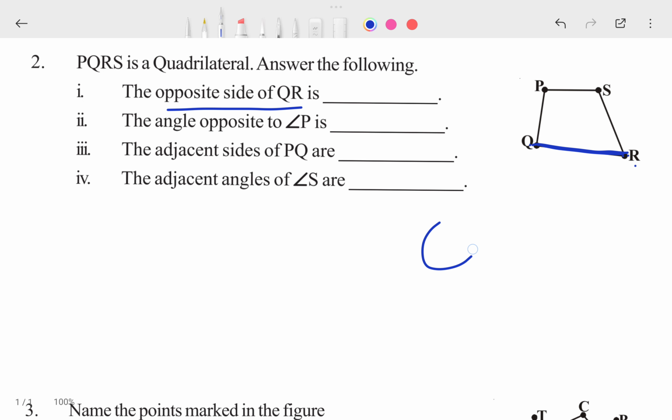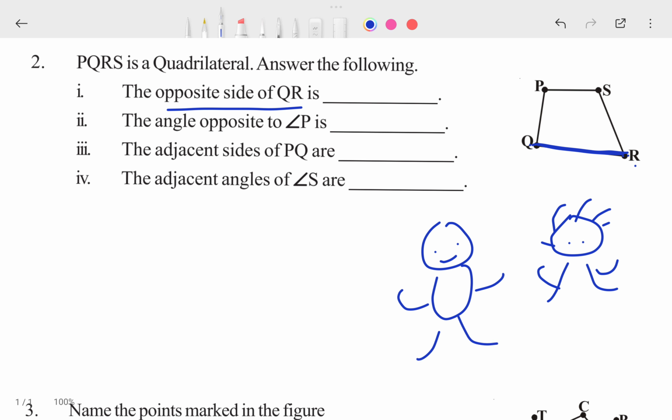What is opposite to Q and R? Opposite means, let's say this is you, and this is your sister. So who is opposite to you? Your sister is opposite to you, right? Like that only, this is Q and R, and what is opposite to it? P and S. So you have to write that the opposite of QR is PS.